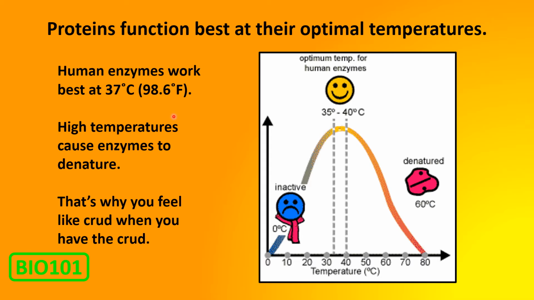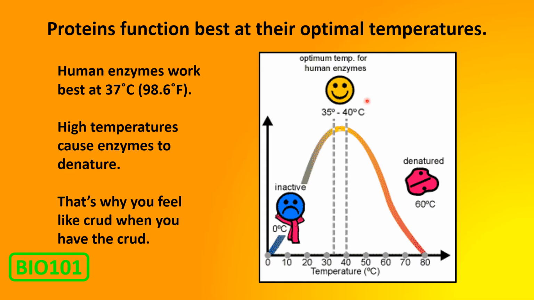Optimal temperature for human enzymes, 98.6 or 37 degrees C. Very important that you remember that. High temperatures cause enzymes to denature. So when you get that fever, your enzymes, which are proteins, start to denature, and when they denature, they cease to function, and that's why you feel like crud, like you've been hit by a truck. When you have the crud, you feel like crud. Okay?